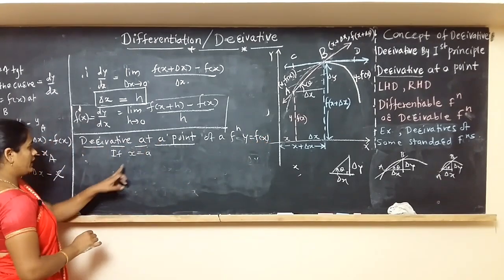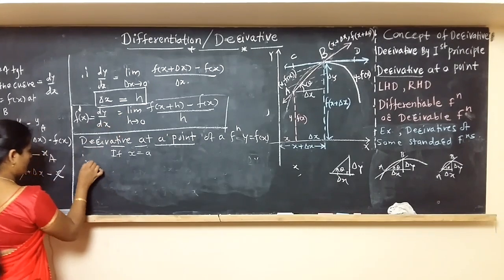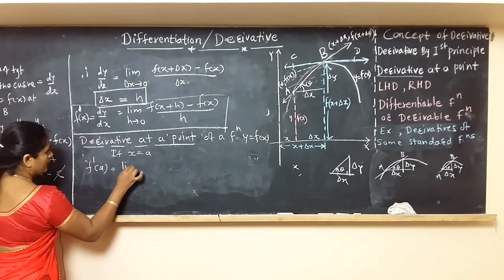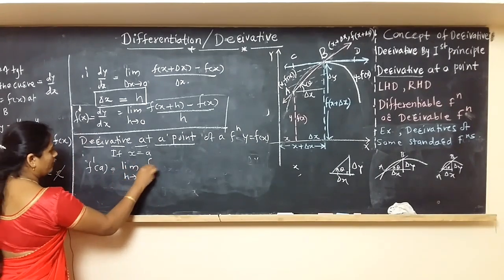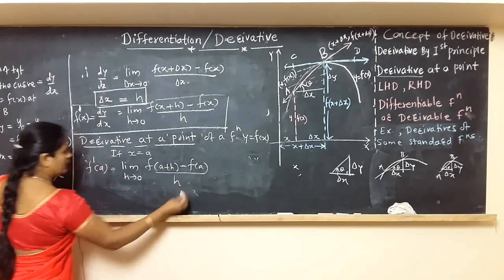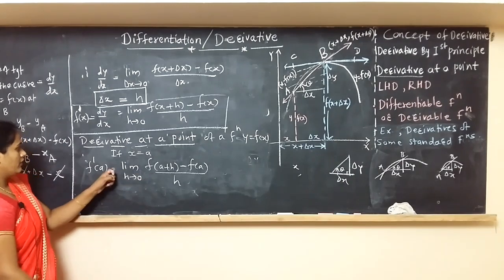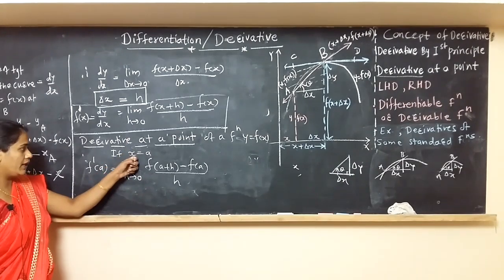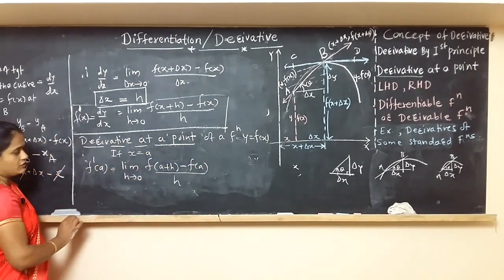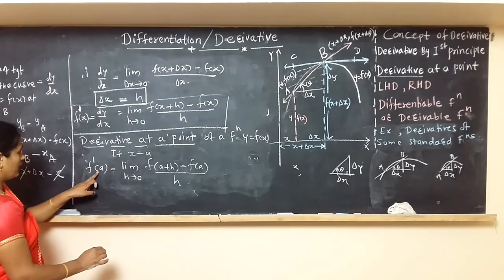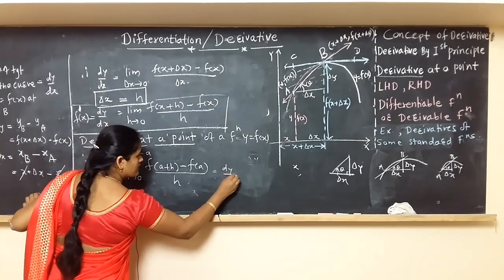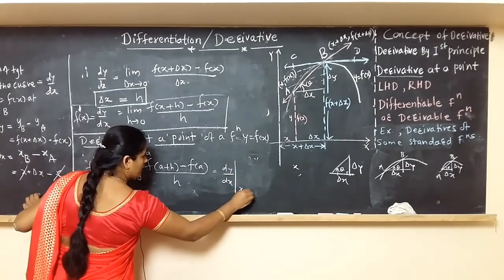At x is equal to a, if we simply put here in this definition of first principle, x as a, limit h tends to 0, f of a plus h minus f of a upon h. Here we get the derivative at point a of the given function, like y equal to f of x by first principle. Or again, there is one notation for here, f dash of a, we simply write this as a dy by dx at x is equal to a.